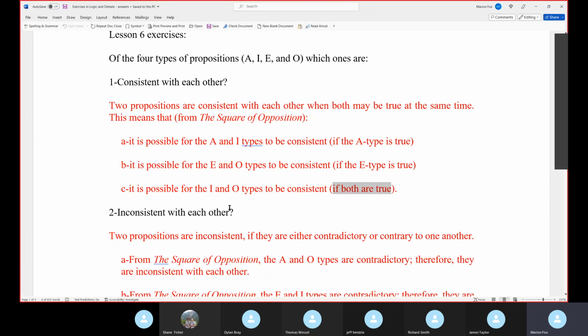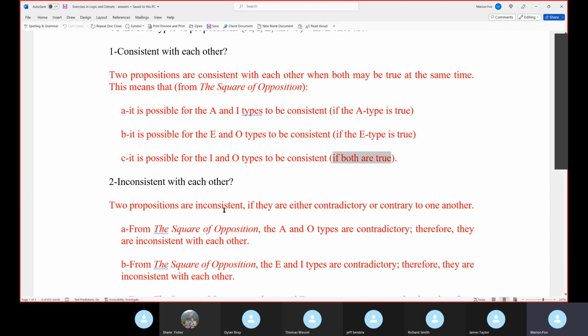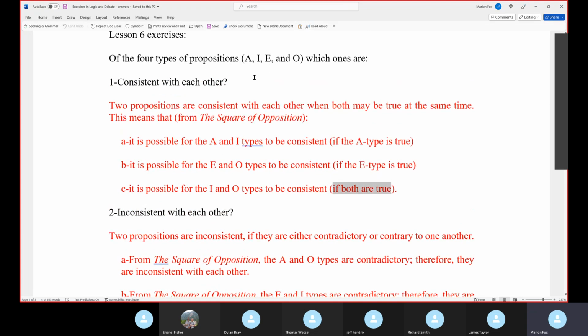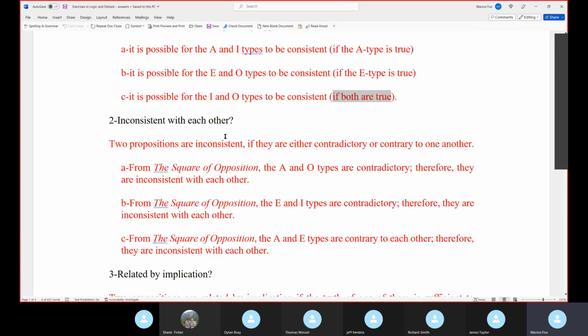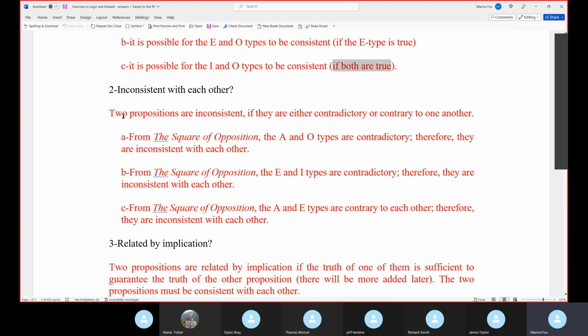All right, we just showed those. Now then, of these four propositions, which ones are inconsistent? Now we get the definition of inconsistent. These are terms that will be used in books. They'll say they're inconsistent. This would be important if someone was saying, well, what you're saying is inconsistent with something else you said. This is how we know they're inconsistent. From the square of opposition, the A and O types are contradictory. Well, they can't both be true.